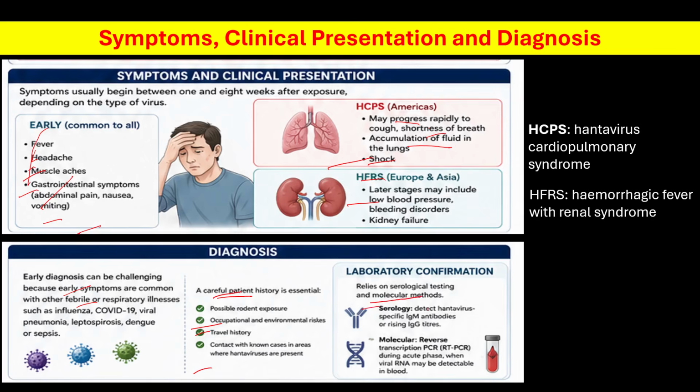The diagnosis of hantavirus involves serological testing and molecular biology methods. In serology, it involves detection of hantavirus specific IgM or rising IgG antibody titers in the serum. The molecular biology techniques involve reverse transcription polymerase chain reaction during the acute phase, when viral RNA may be detectable in the blood.